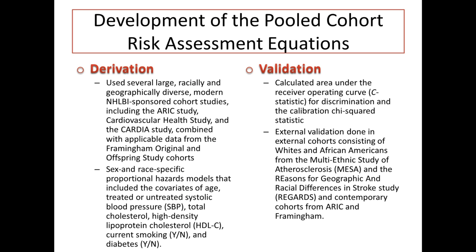So what did the authors do to derive and validate their tool? So they used some recent National Heart, Lung, Blood Institute-sponsored cohort studies, namely the ARIC study, the Cardiovascular Health study, and the CARDIA study, along with some data from the original Framingham study and the Framingham Offspring study to develop predictors of atherosclerotic cardiovascular disease. They use a variety of statistical models like we always do, including these covariates and the covariates I showed on the last slide.